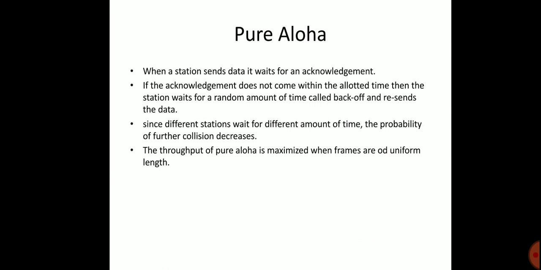Now we see the pure ALOHA definitions. When the station sends data, it waits for an acknowledgement. If the acknowledgement does not come within the allotted time, then the station waits for a random amount of time called the backoff time and resends the data. Since stations wait for different amounts of time, the probability of further collision decreases. The throughput of pure ALOHA is maximized when frames are of uniform length.